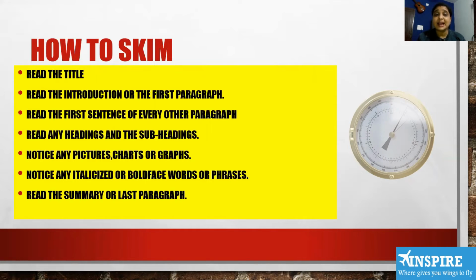Read any headings and subheadings. Notice any pictures, charts or graphs. You have to notice the pictures, charts and graphs to get an idea and to locate your answer very quickly. Notice any italicized or bold-faced words or phrases. Read the summary or last paragraph. These are the ways to use your skimming method effectively for reading Part A within 15 minutes.